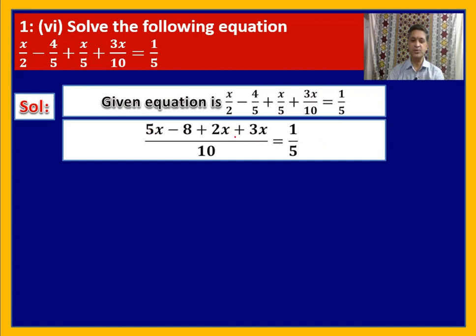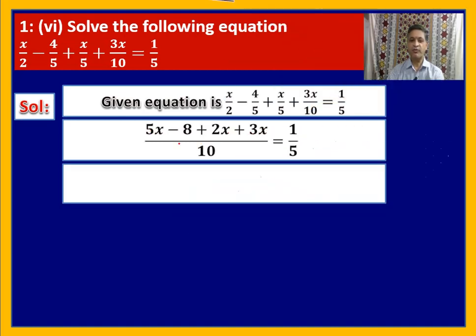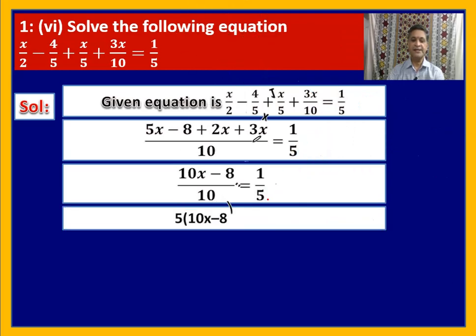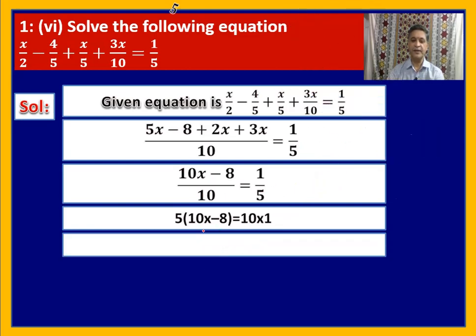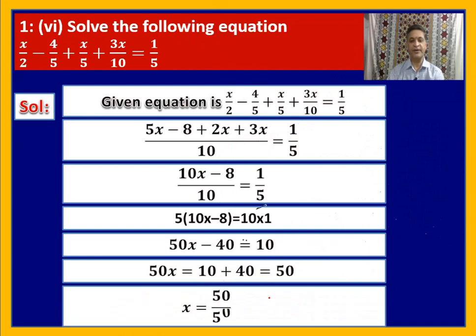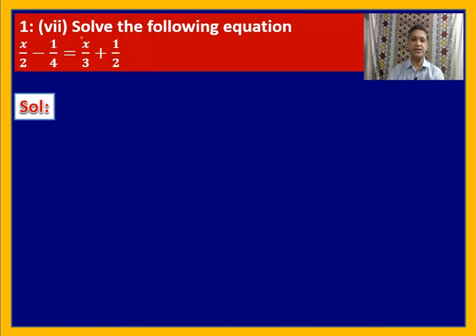So 5x plus 2x plus 3x, these are variables. So 5 plus 2, 7, 7 plus 3, 10x minus 8 by 10 is equal to 1 by 5. Again you can cancel 5 two times or use cross multiplication. 5 into 10x minus 8 is equal to 10 into 1. So 50x minus 40 is equal to 10. Send this 40 to the right side. You get 50x is equal to 10 plus 40, that is equal to 50. x is equal to 50 by 50, that is equal to 1. x is equal to 1. So go to the next example.